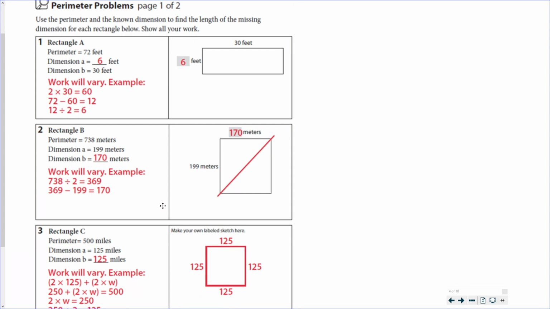The next problem, they did it a little bit different than I did. And I'm going to show you just quickly how I had gone through that problem.